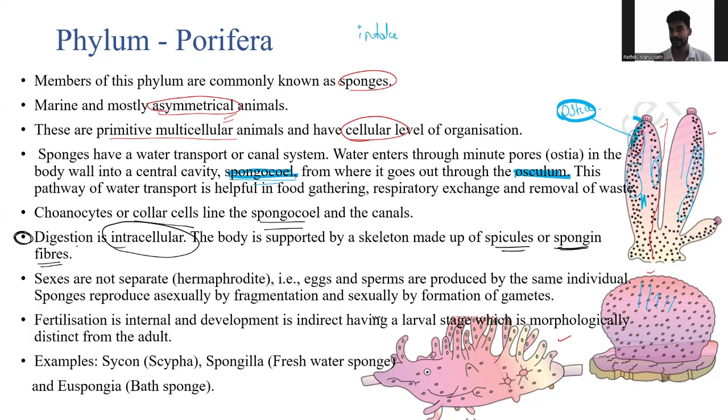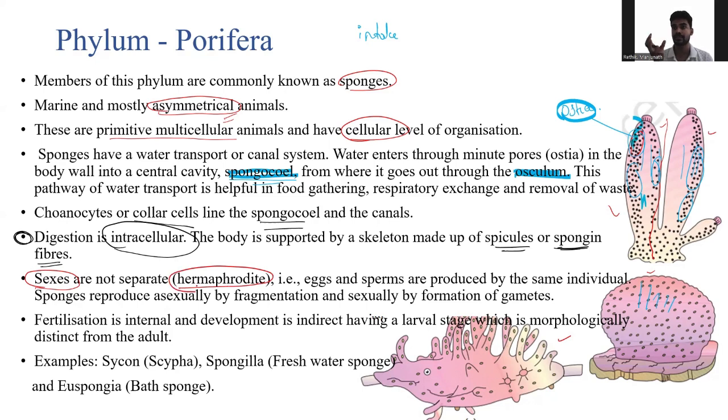So what about the sexes? How do you differentiate them? So sexes are not separate. You cannot differentiate, like this one is male, this one is female. No. Sexes are not separated. So you cannot separate means that they are hermaphrodites.